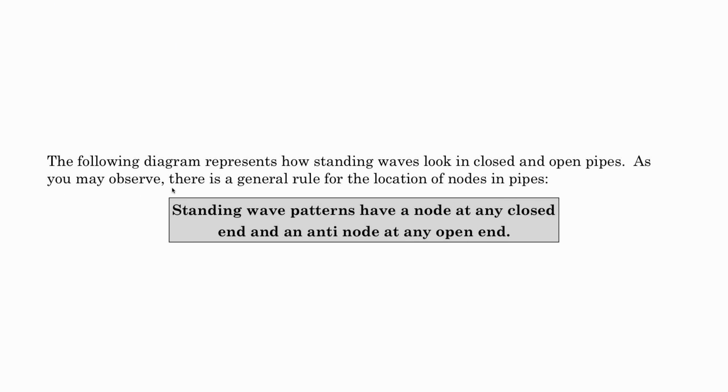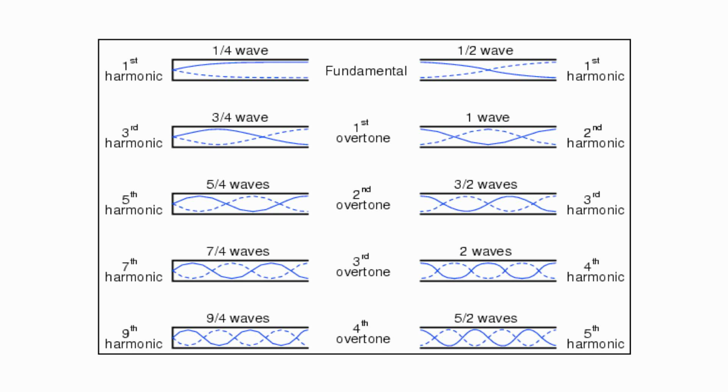The following diagram, and I'm going to put it up in a moment, represents basically how standing waves look in closed and open pipes. But there's a general rule for the location of nodes. Standing wave patterns in tubes have a node at any closed end and an antinode at any open end. Everything that I'm about to put up, we could construct together from scratch. But as you can see, there's a lot of information here. And so I've given you this chart so that we can investigate together.